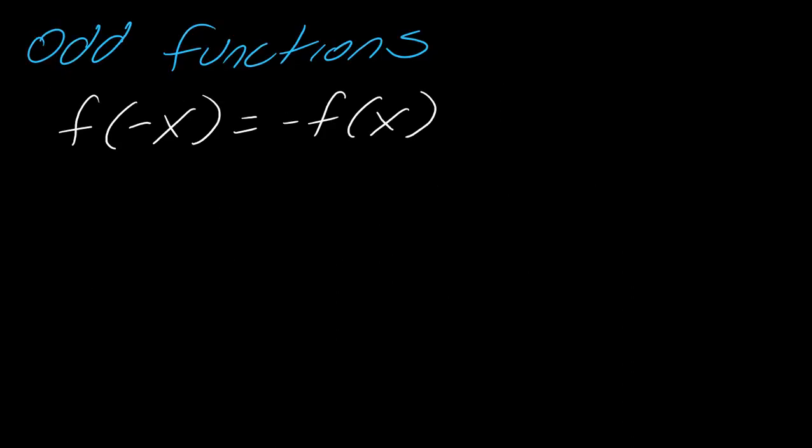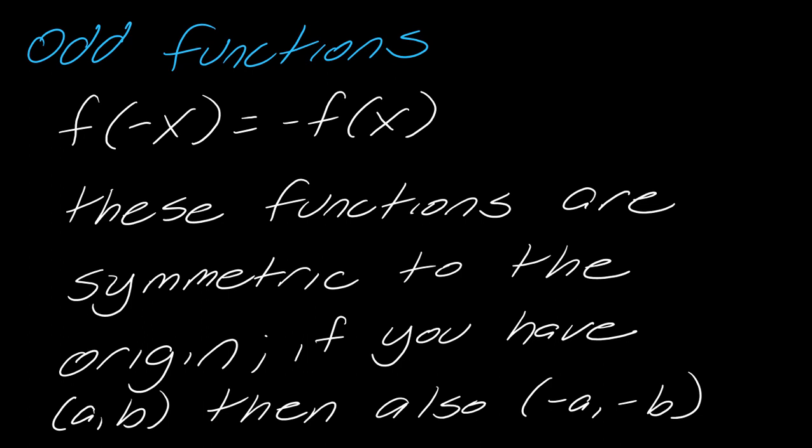Okay, so let's talk about odd functions for a moment. Like I said, f of negative x equals negative f of x. Odd functions are symmetric to the origin, which means that if you have the point (a, b), then you are guaranteed, if you have an odd function, to also have the point (negative a, negative b). That's part of the power of knowing that a function is odd. If you know you have this point, you are also guaranteed to have this other point.